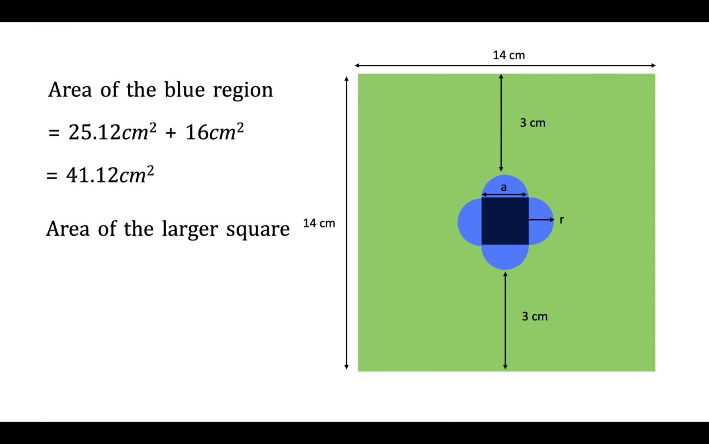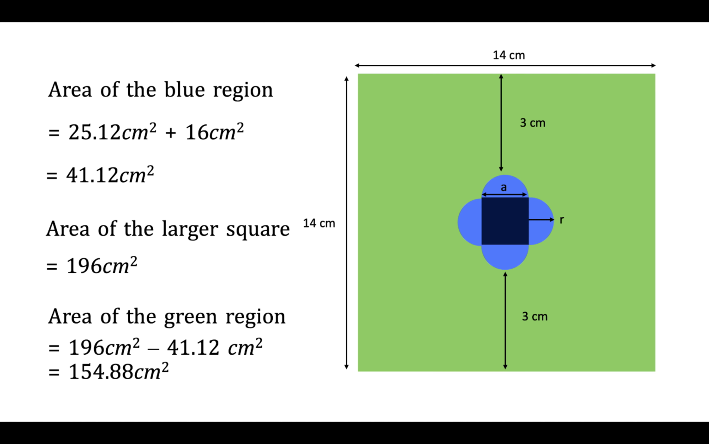We obviously knew that the area of the larger square is 196 centimeter square. To find the area of the green region, the only thing we need to do is to subtract the area of the blue region from the larger square. That works out to be 154.88 centimeter square. So guys, that is the correct answer, 154.88 centimeter square.